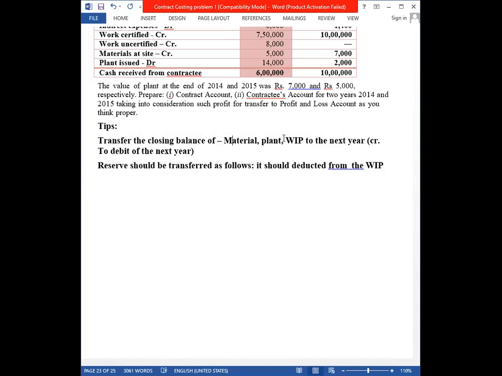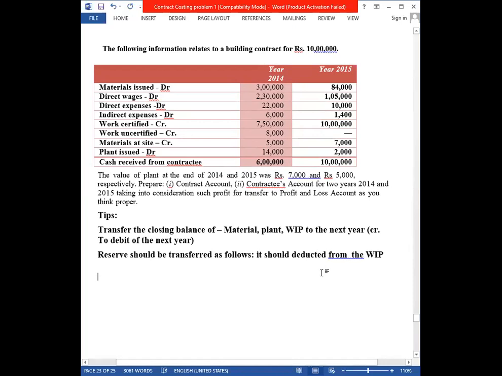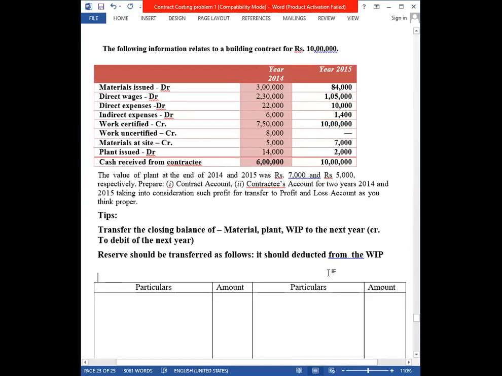Suppose in the problem, if balance of material and balance of plant are not given, no problem. Only work in progress you can transfer. Okay, shall we start with this problem? Okay, so this is the format.